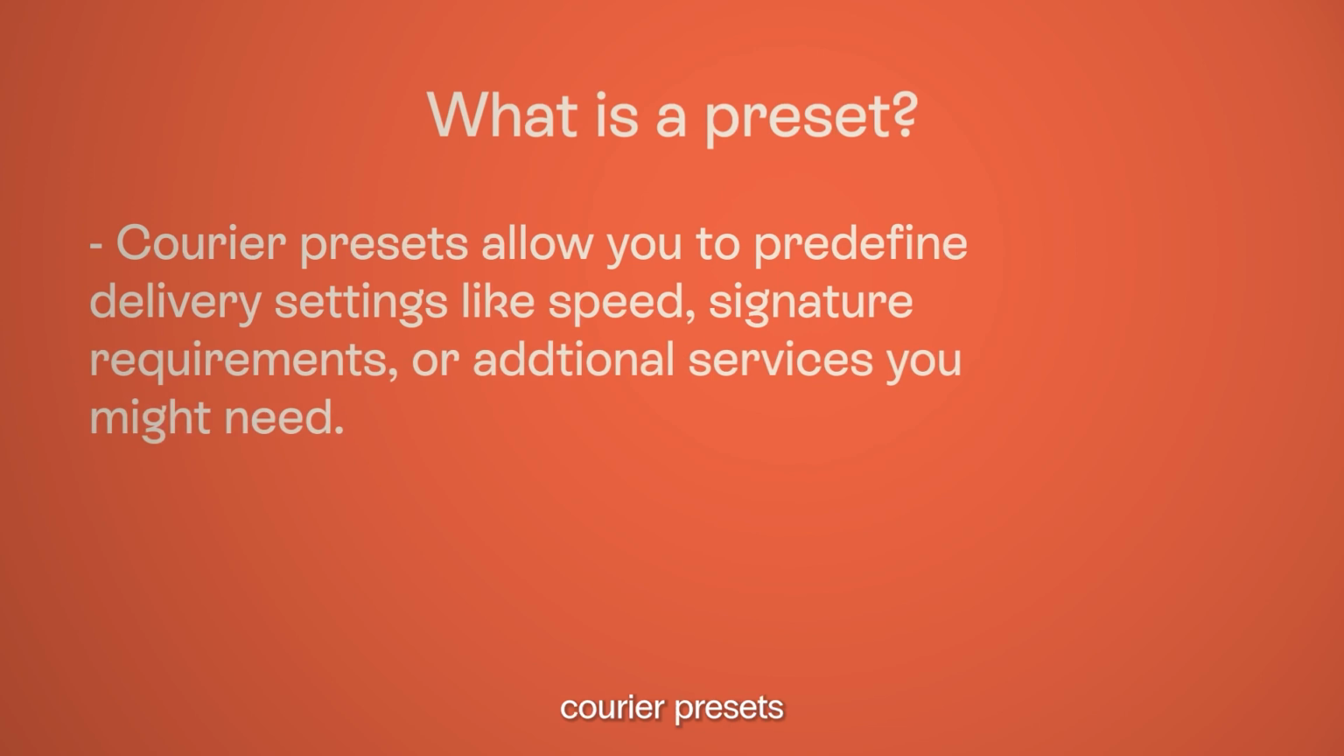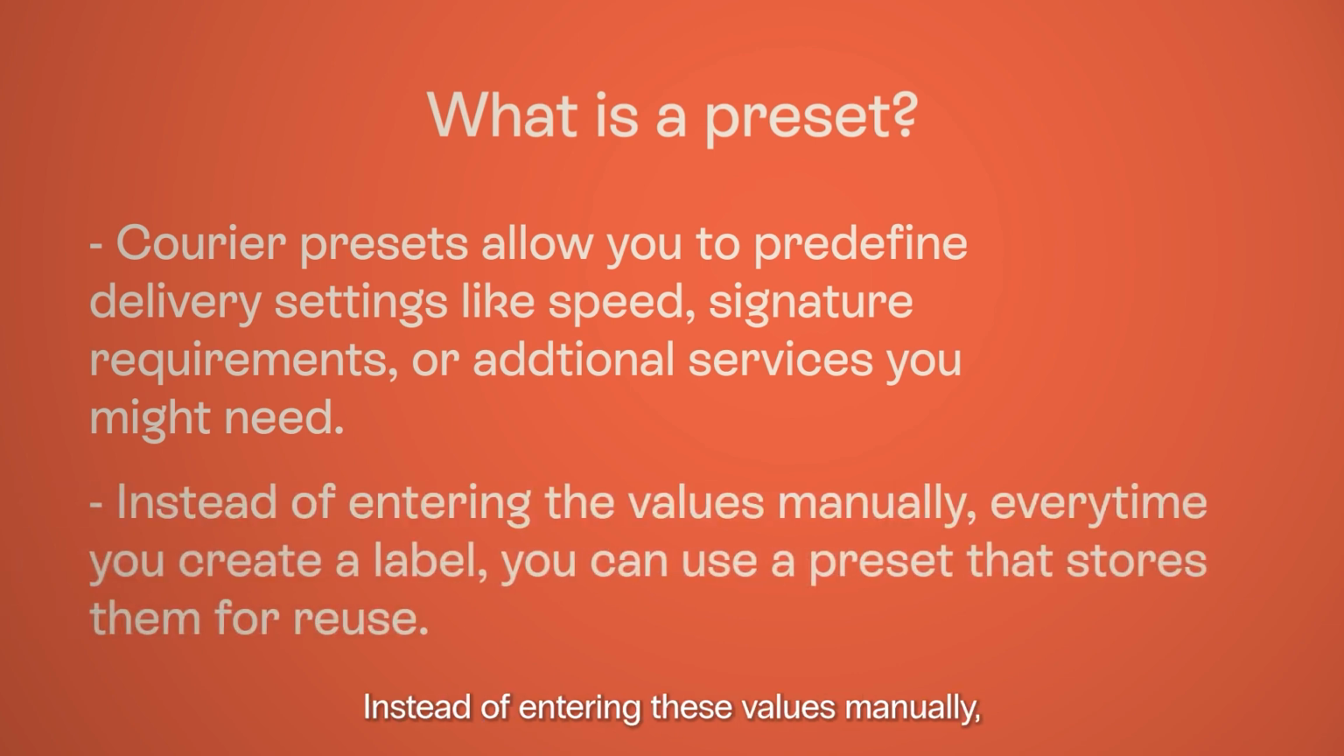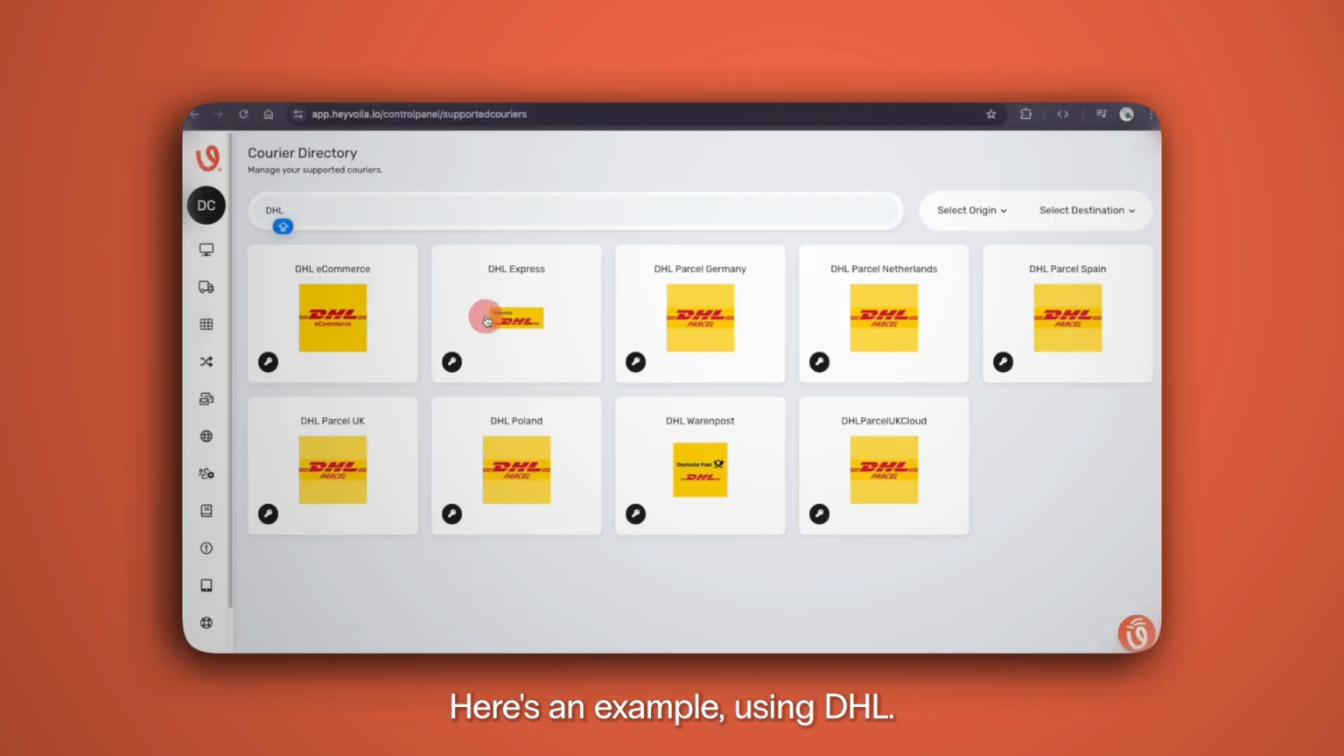In our software, Courier Presets allow you to predefine delivery settings like speed, signature requirements, or additional services you might need. Instead of entering these values manually every time you create a label, you can use a preset that stores them for reuse. Here's an example using DHL.